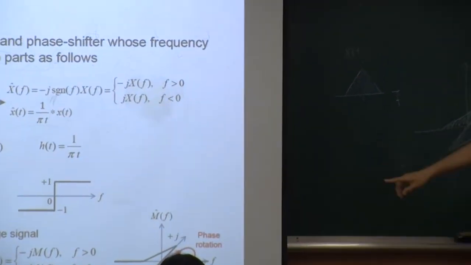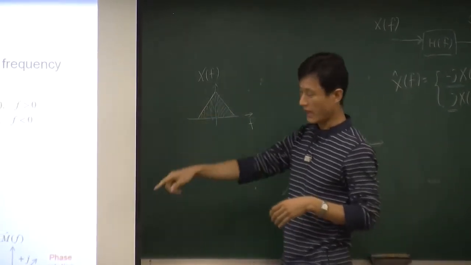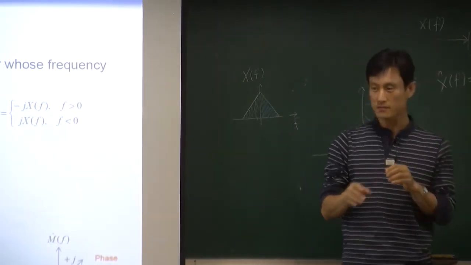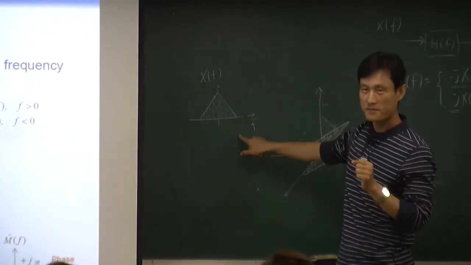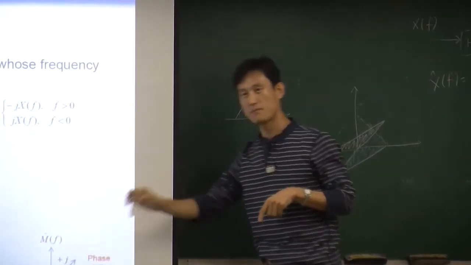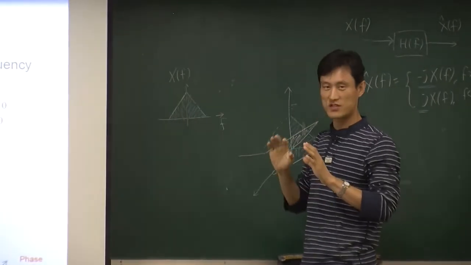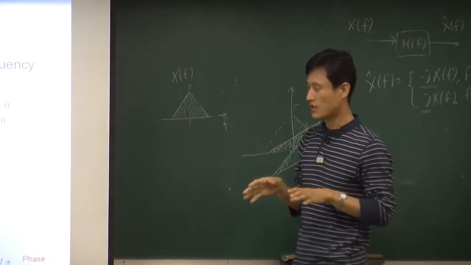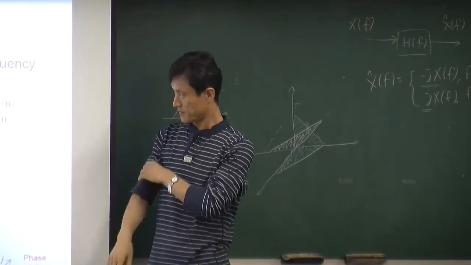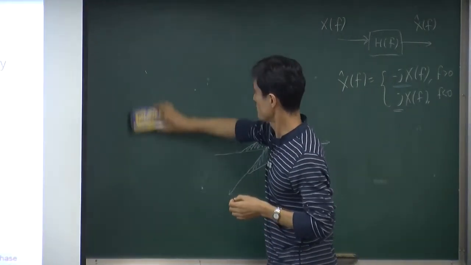So when you look at this, the only difference between this original input and this output is the phase. The shape looks the same. When you take the magnitude, this one has the same magnitude as this one. Okay? Its shape doesn't change. Magnitude, nothing changes. The only change is a phase rotation like this. That's what happened here. Okay, that's it for the Hilbert transform.